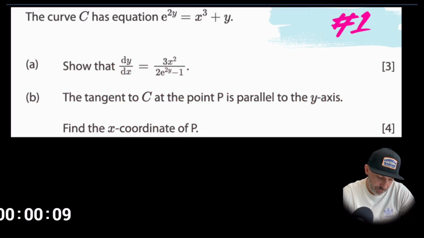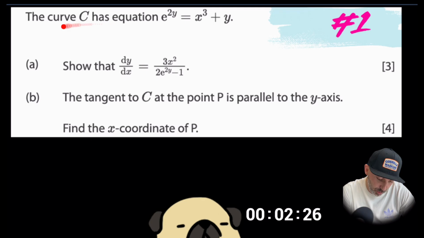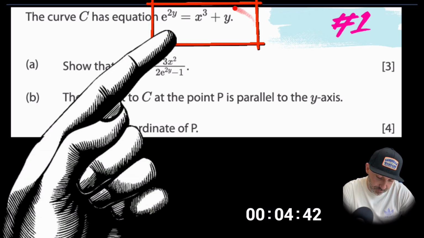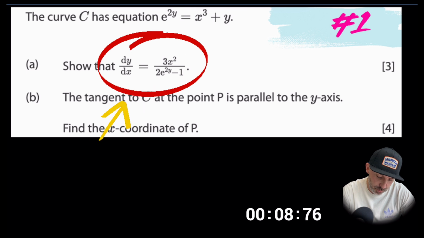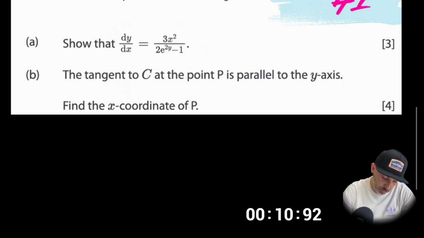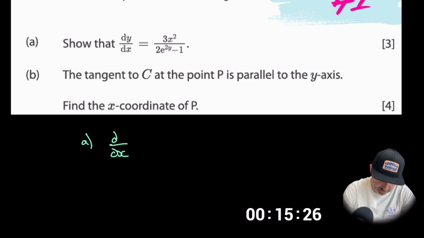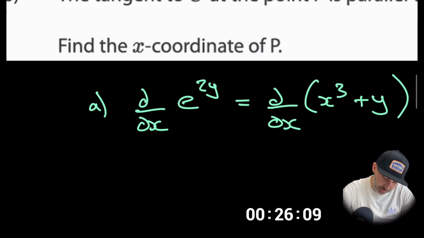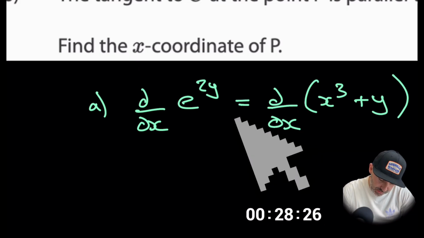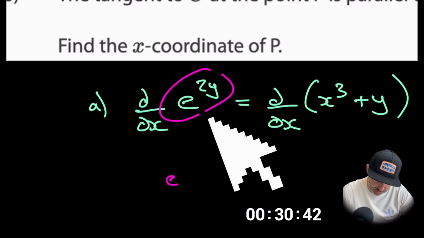Okay, start the clock. So we have an equation in terms of x and y, and it says show that the derivative of that is equal to the following. So we have to differentiate both sides of this with respect to x, so this needs to be done independently to this on the right, so that'd be x cubed plus y, right? And if we're differentiating an exponent, this thing will stay exactly the same to begin with, right?